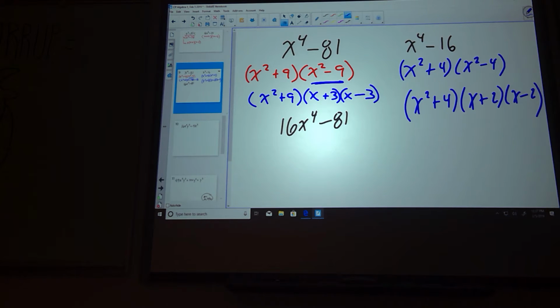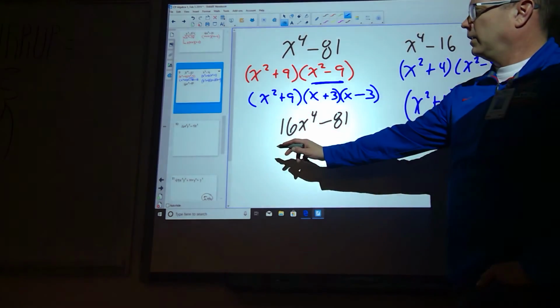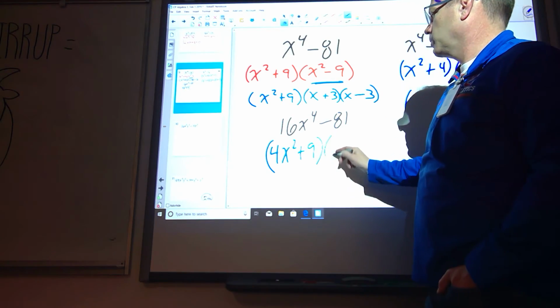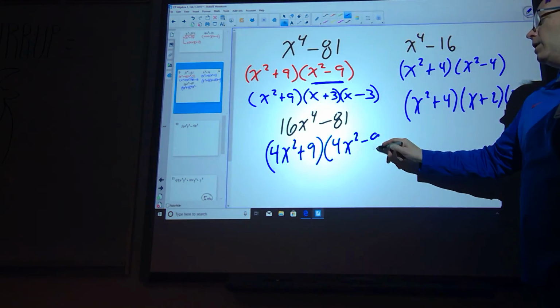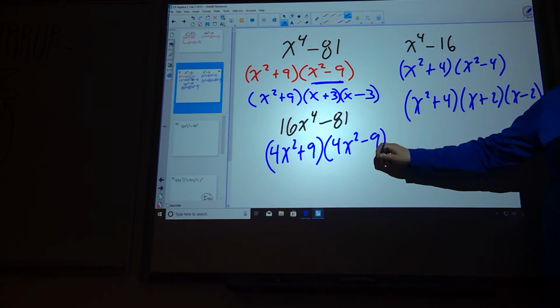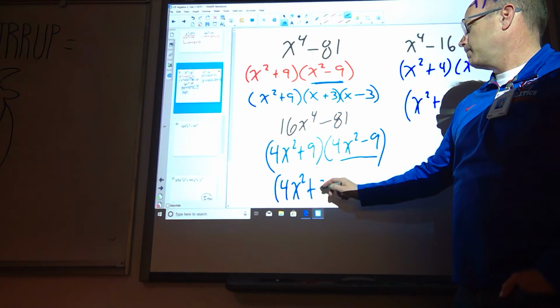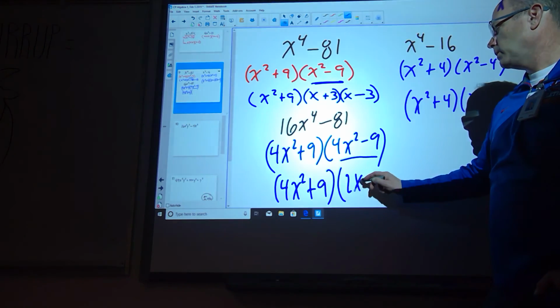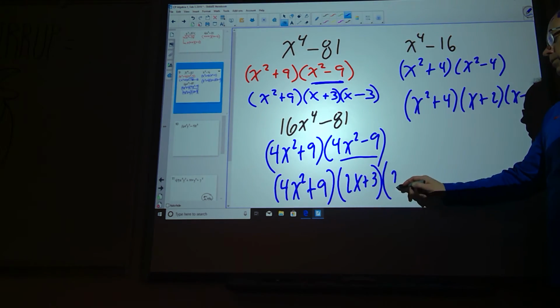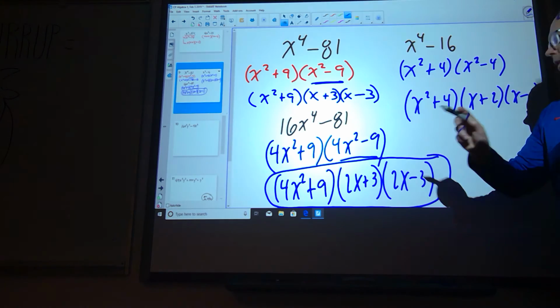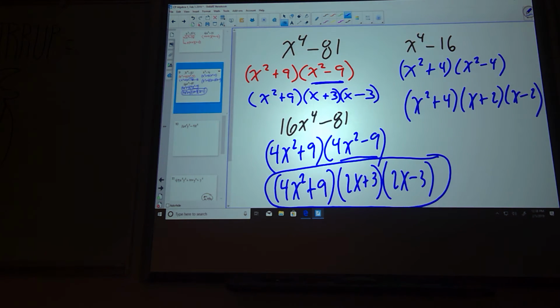What about that last one? Is 16x to the 4th a perfect square? Yeah, 4x squared times 4x squared, and 81. Here we go. Factor further? Yeah, that's the difference of two squares again. That's it. That's all it is.